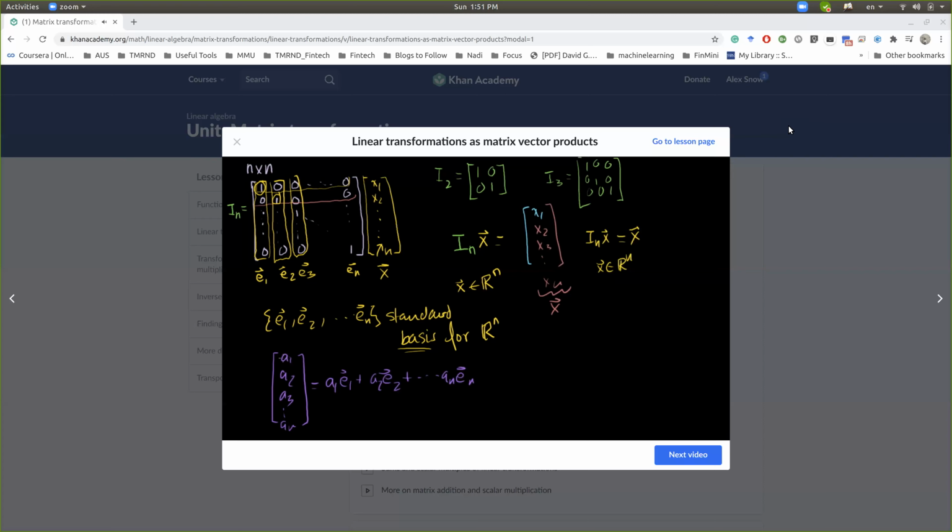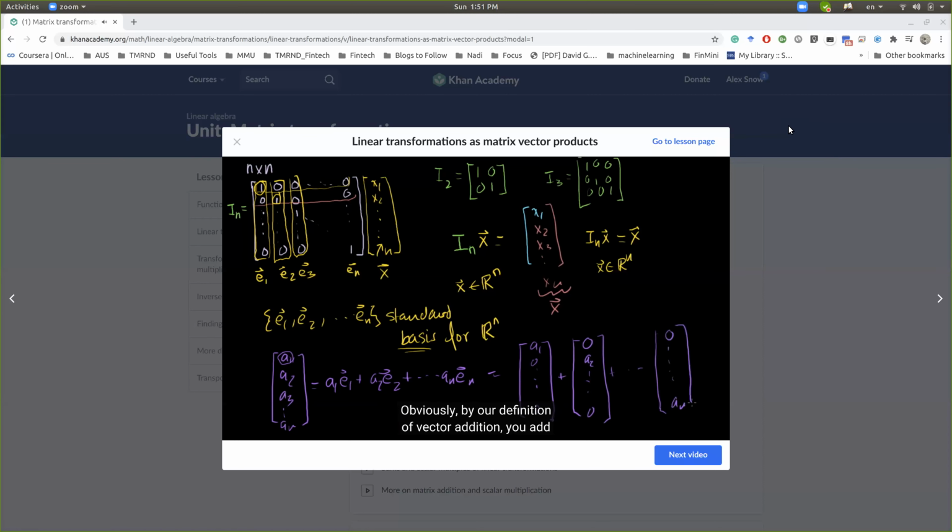This scalar times this first column vector will essentially just get you, what will this look like? This will look like a1, and then you'd have a bunch of zeros. You'd have n minus 1 zeros plus 0, and you'd have an a2, and then a bunch of zeros, and you keep doing that, and then you would have a bunch of zeros and an an. And obviously, by our definition of vector addition, you add all of these things up, you get this guy right here. And it's kind of obvious, because this right here is the same thing as our identity matrix times a1. I just wanted to expose you to that idea.